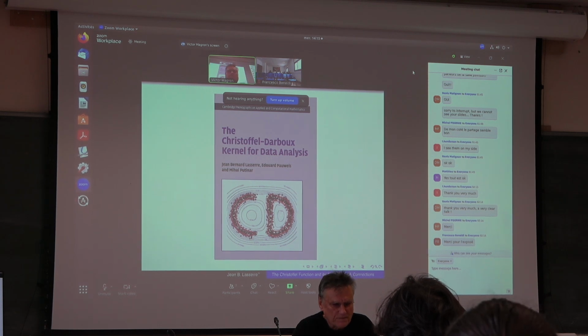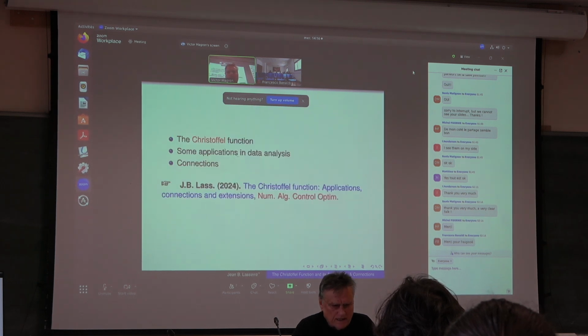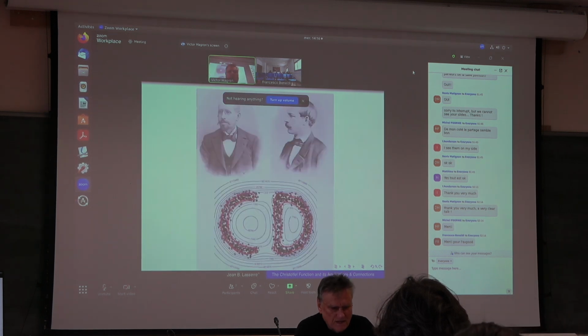Okay. So most of the material, if you want to have more detail, is contained in this book. And I will try to define briefly the Christoffel functions, some applications in data analysis and connections, but I won't probably have time. But you can use the slides if you want to have more details. I will present only part of the slides, not all the slides. And if you want some links, you can just read the slides and you will have some connections to literature and more details. Okay.